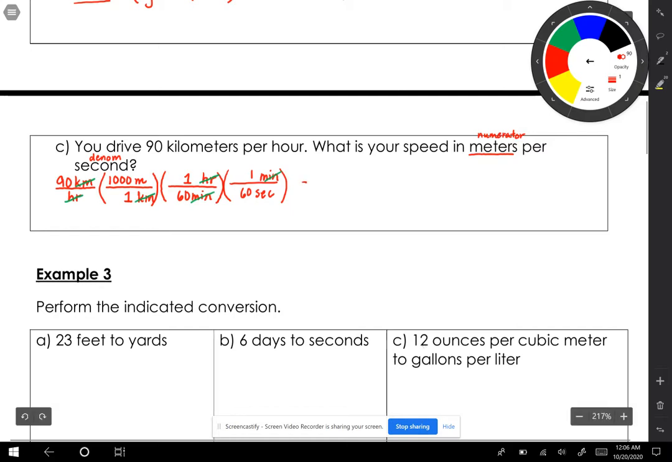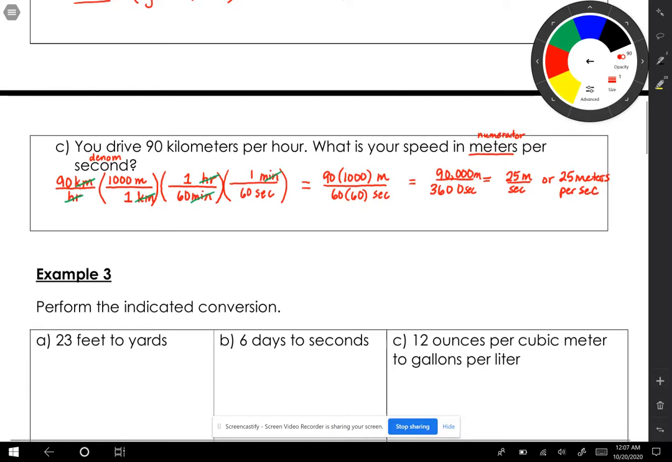And what we do is we multiply across. So we multiply 90 times 1,000. And remember, our units are going to be in meters over 1 times 60 times 60. So 60 times 60, and we have seconds here. So 90 times 1,000 would be 90,000 divided by 3,600. And that simplifies to divide 90,000 by 3,600 meters per second. And your answer will be 25 meters per second. Or you can say it like this. Either one works. And that's an example of a unit analysis problem.